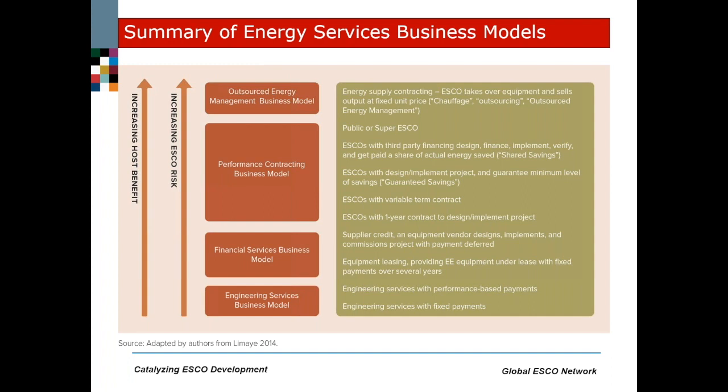Performance contracting, which is the most common way that ESCOs operate, includes the so-called guaranteed savings programs, shared savings programs, as well as outsourced energy management, which is the top part, where the ESCO actually takes over the energy using equipment and sells the energy output. And this is called chauffage or outsourced energy management. The characteristic of these models is that as we go up the list here, the ESCOs are assuming more and more of the risk, but providing more and more benefits to the customer or the host facility. But in general, all of these models are compatible with the concept of ESCOs and can be considered as part of the development of the ESCO market.